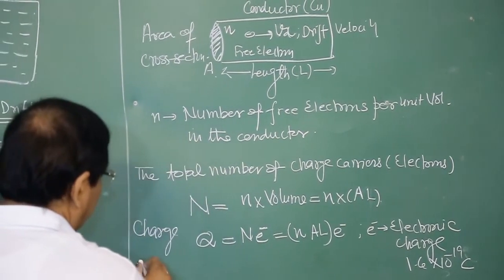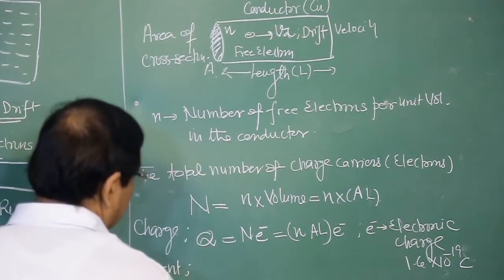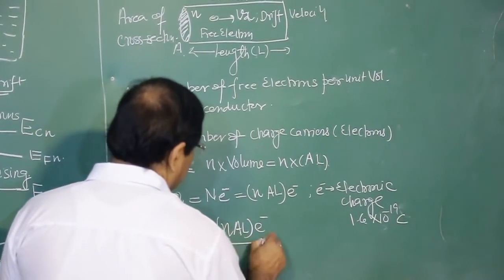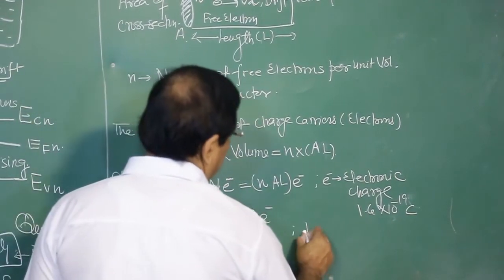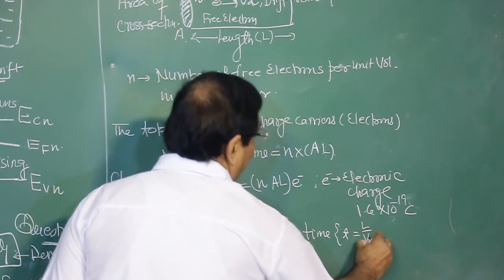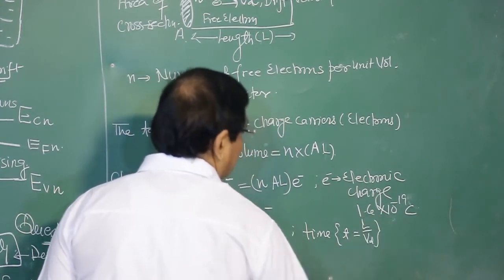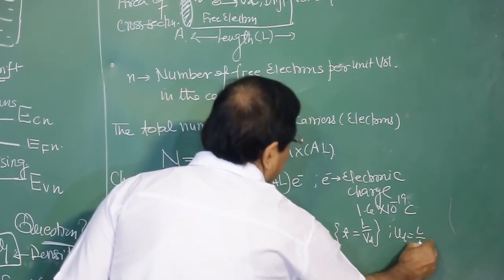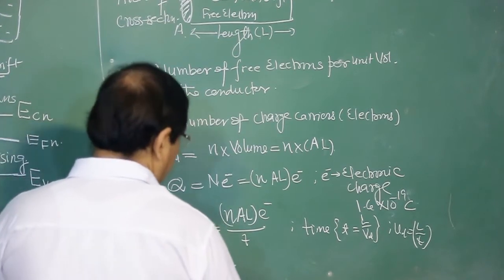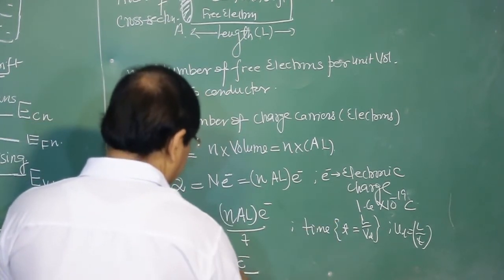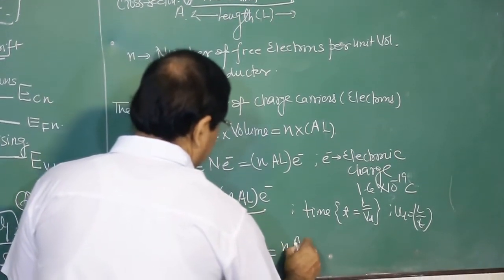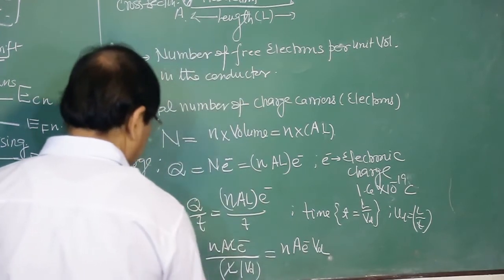Now, if you want to find the current, so current I is equal to Q by T, this is n A L e by T. Now, this time can be calculated as T equal to L by V D, length upon velocity, because velocity is equal to L by T. So this L cancels, and n A e into V D is the current.